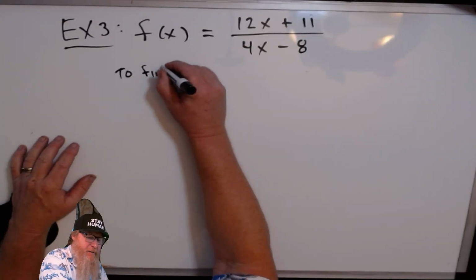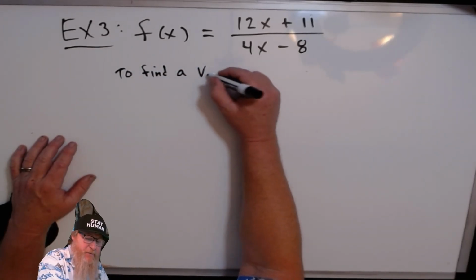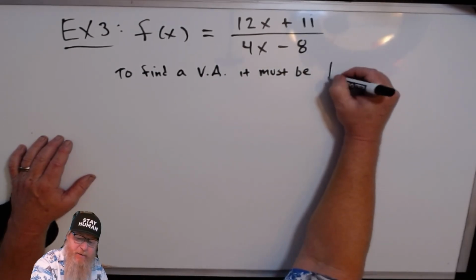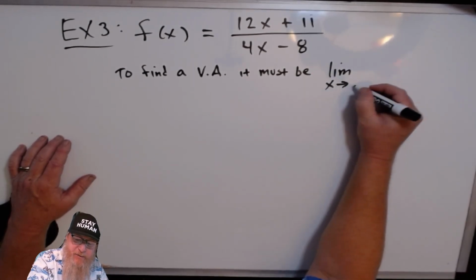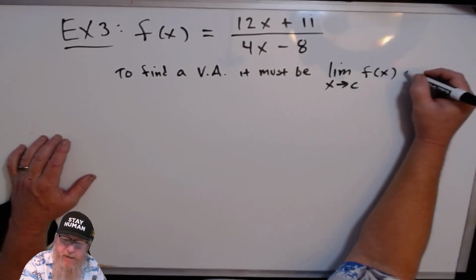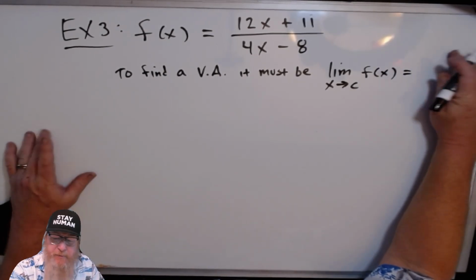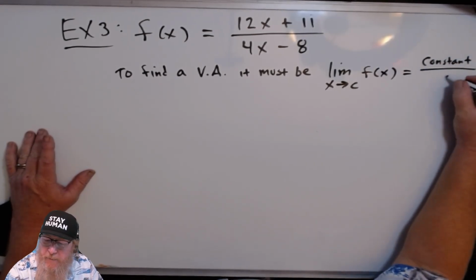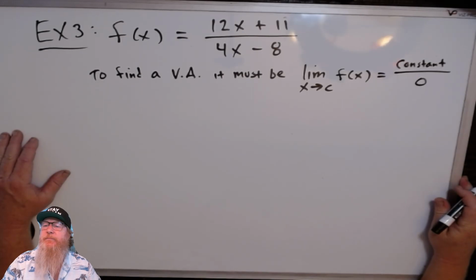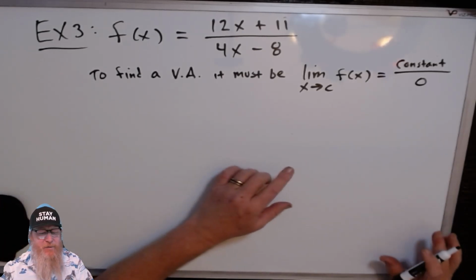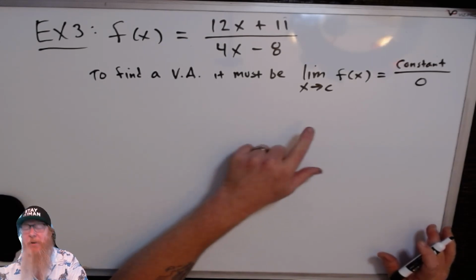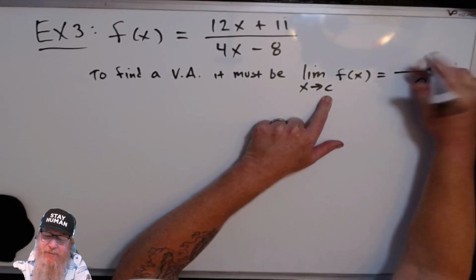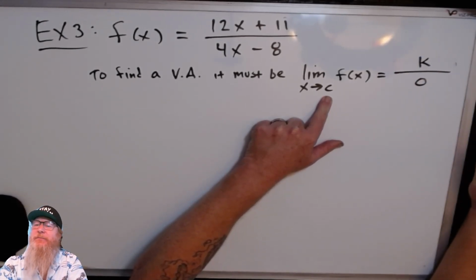To find a vertical asymptote, it must be the limit as x approaches c equals some constant divided by 0. Little notational blurb: this c is a constant. This c is a different constant. So I sometimes will say k over 0.